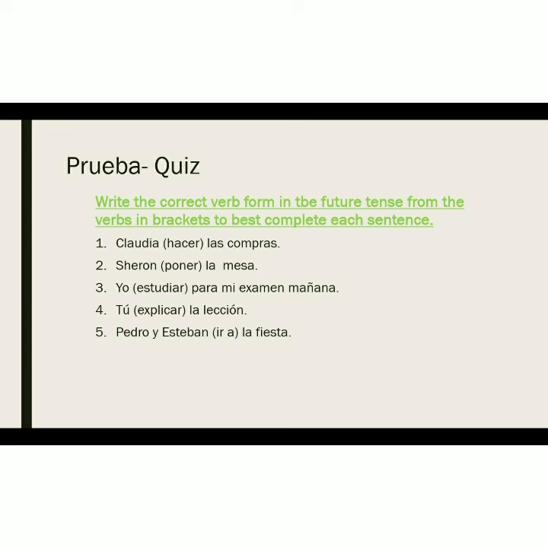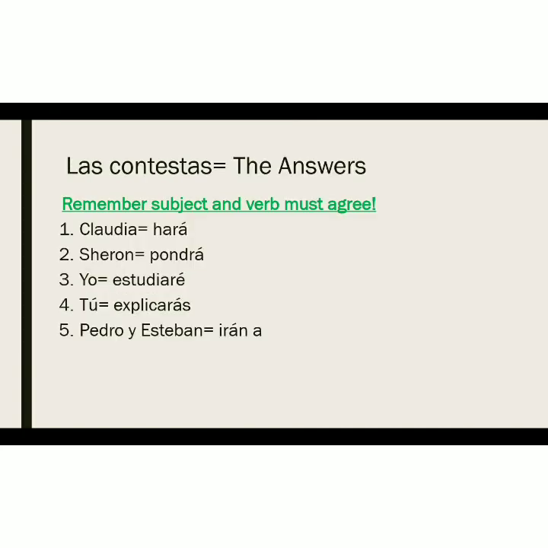Let's take a quick prueba, quiz. Get a pen and paper ready. Write the correct verb form in the future tense from the verbs in brackets to best complete each sentence. 1. Claudia hacer las compras. 2. Sharon poner la mesa. 3. Yo estudiar para mi examen mañana. 4. Tú explicar la lección. And 5. Pedro y Esteban ir a la fiesta. Now, take a few moments to write down your answers based on each verb, and then we are going to take a look at the answers.